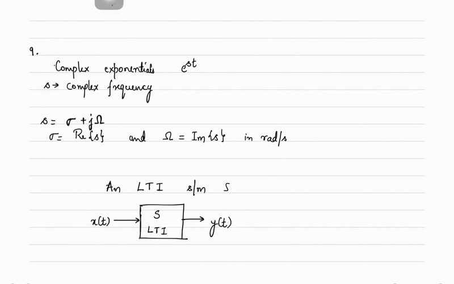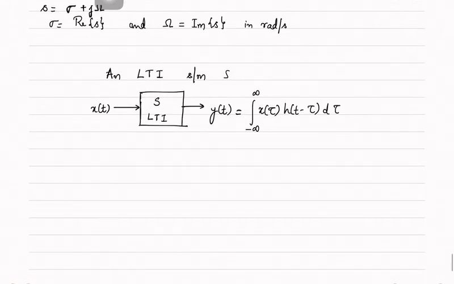Now this y of t is related to the input x of t by something called a convolution integral, which we saw yesterday. My h of t was called the impulse response. And what is the impulse response of an LTI system? An impulse response is nothing but the response of the LTI system to a unit impulse function.